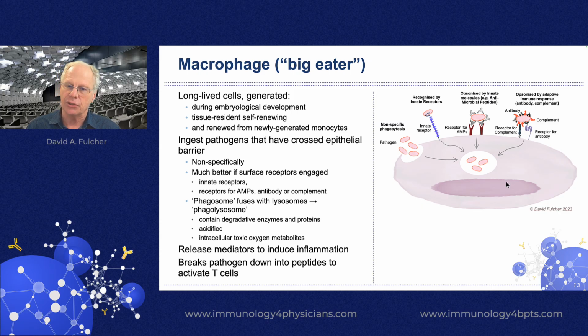When the macrophage does ingest it, it breaks it down in its phagolysosome, which contains degradative enzymes and proteins to break down the substances. It's acidified, which makes it easier to break things down, and it generates toxic oxygen metabolites, which act to kill whatever pathogen happens to be in the phagolysosome.